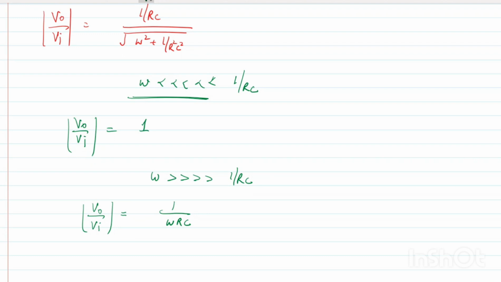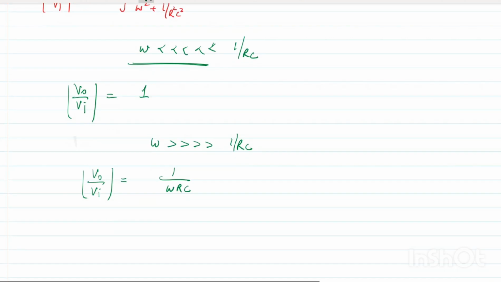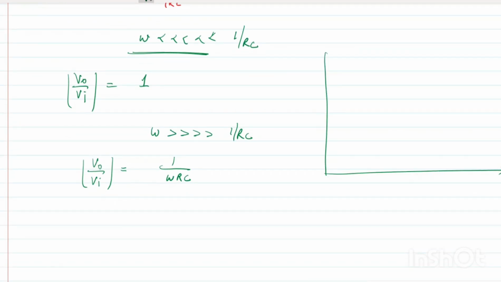Now can you tell me if it's a low pass or high pass filter? When omega is much less than 1 by RC, your gain is 1. And when omega is much greater than 1 by RC, your VO by VI is inversely proportional to omega. Can we plot the frequency response? Suppose this is your omega equals 1 by RC. Gain is 1 up to 1 by RC, and then after 1 by RC, when my omega is increasing, my gain is decreasing. Then I can do like this.